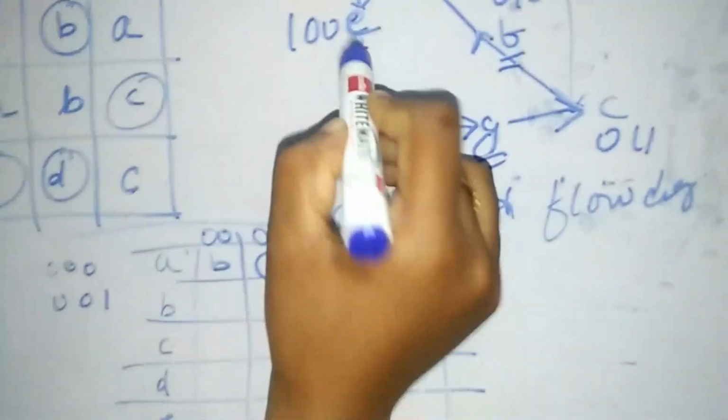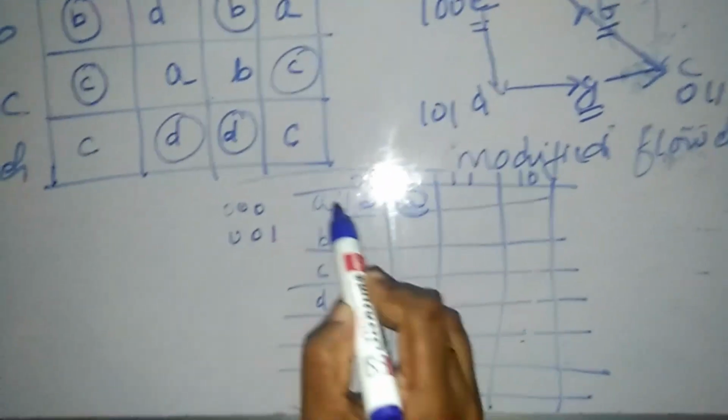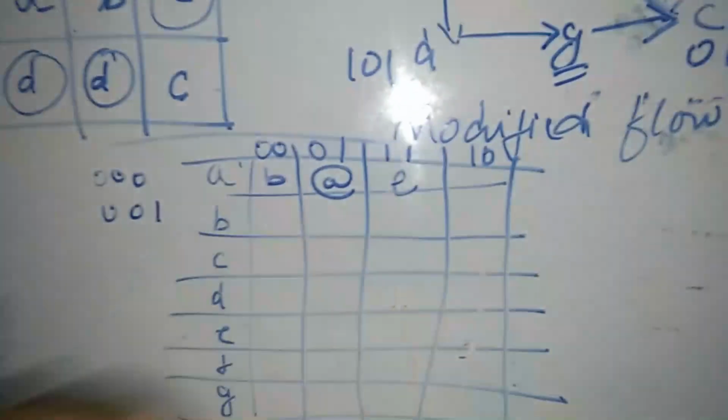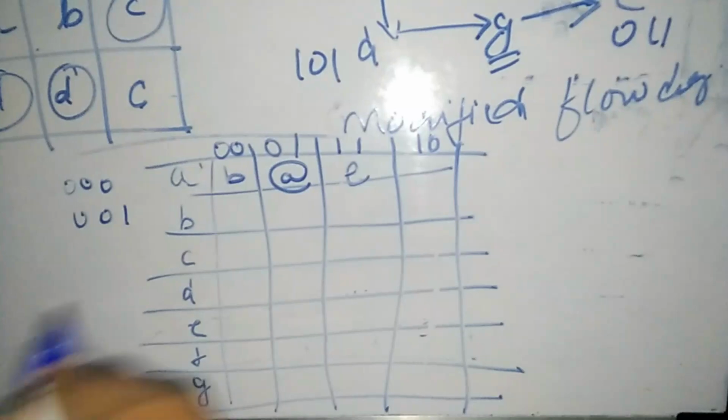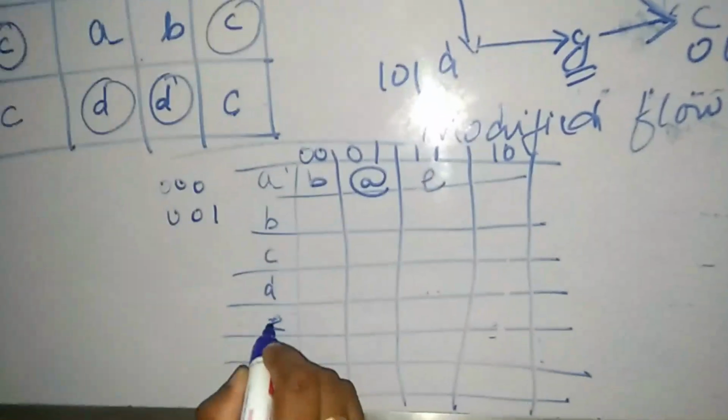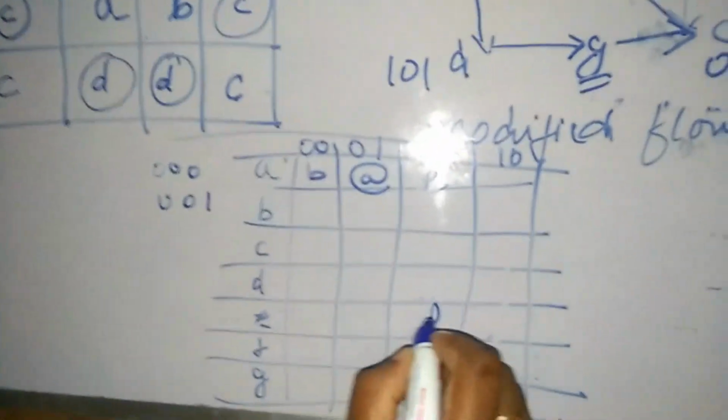When A is going to D, we very well know it is not going directly. It is going through the intermediate state E. So here, where A is going to D, I'm supposed to write E, because it is going via E. Then come back to E over here, and you have to write D.